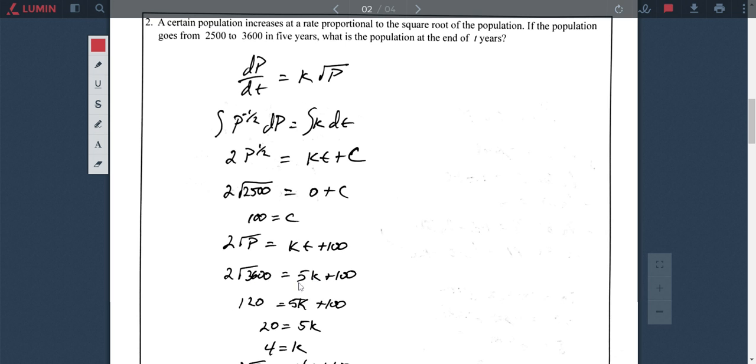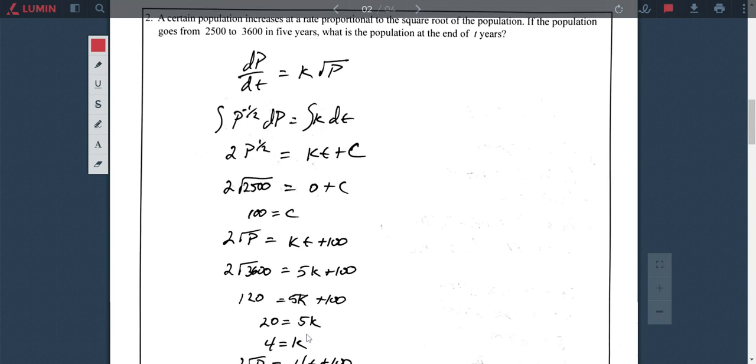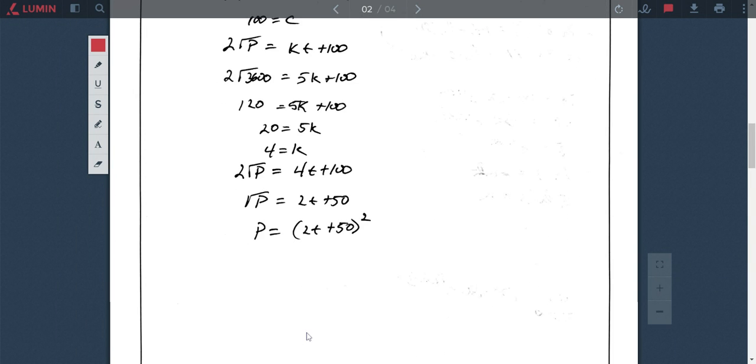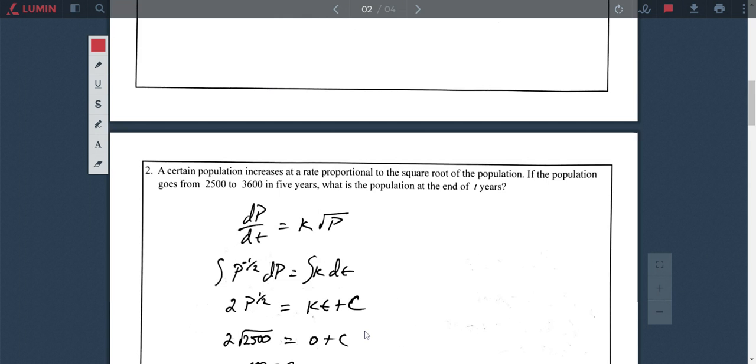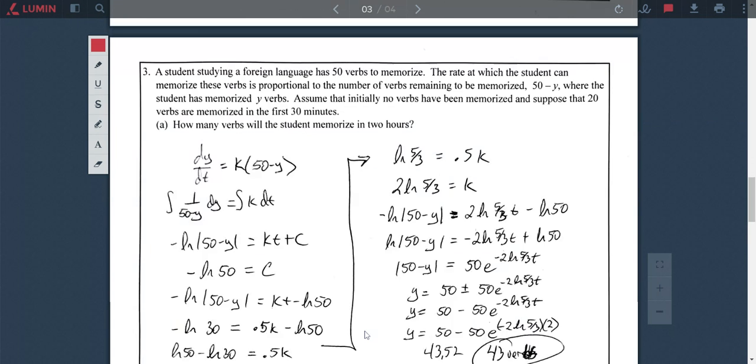So 120, subtract the 100 over, gives me 20. Divided by 5, that tells me k is 4. Now all I've got to do is plug that in and solve. So I divide by 2, and then I square both sides. I get p equals 2t plus 50 squared. So that's all number 2 wants.